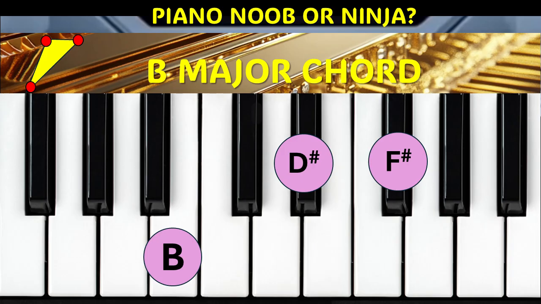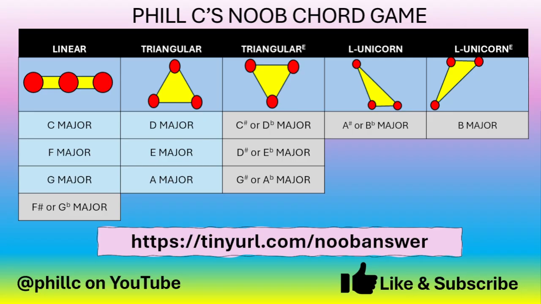That's how it looks. And when you put all of that together, you can actually download a second image from this link. It has all the answers. tinyurl.com/noob answer. Download that, and at any point in time, you should, at least for these first chordal structures, be able to tell me, okay, that's a C major, that's a D major, that's a C sharp major, and so on.